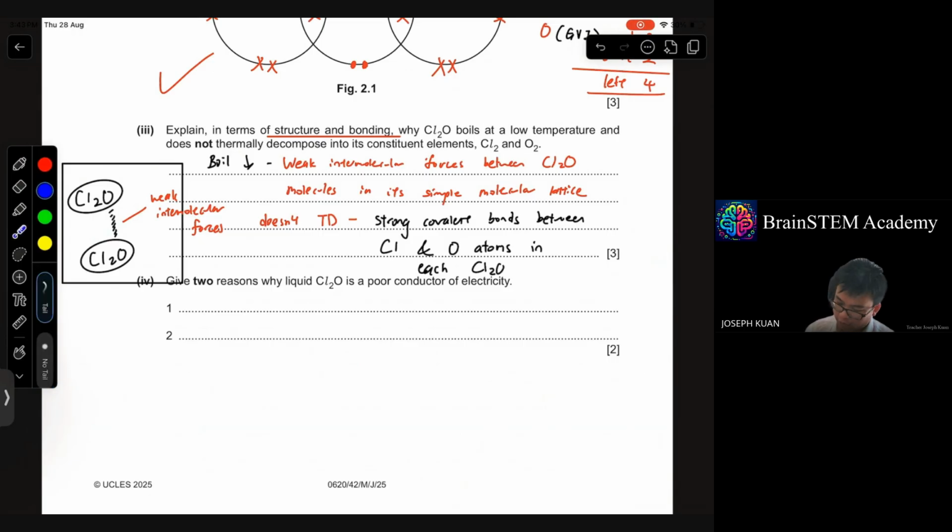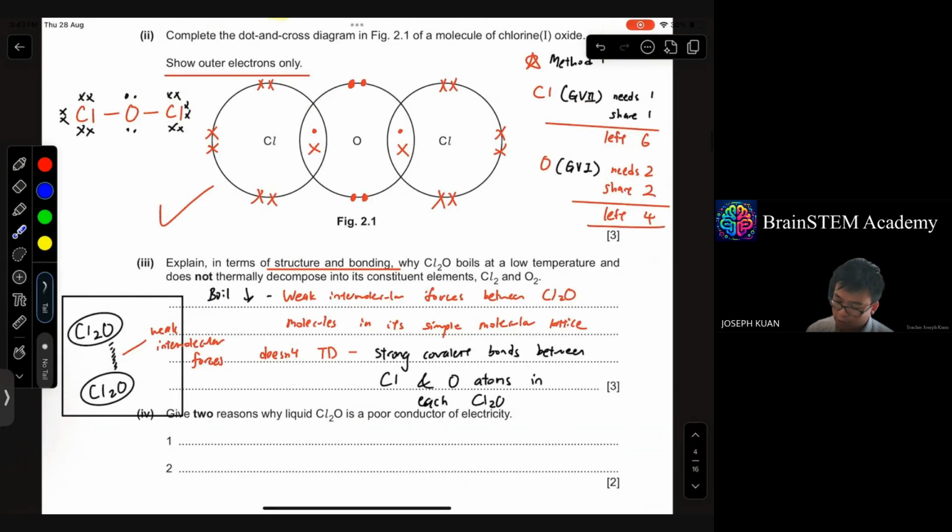So basically, it's a misconception to a lot of students. A lot of students thought that covalent bonds are weak. Actually, it's very false. Covalent bonds are strong. Okay, it's very strong. It's not easy to break them.